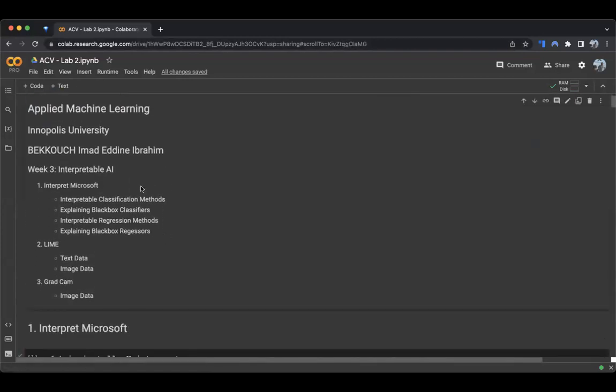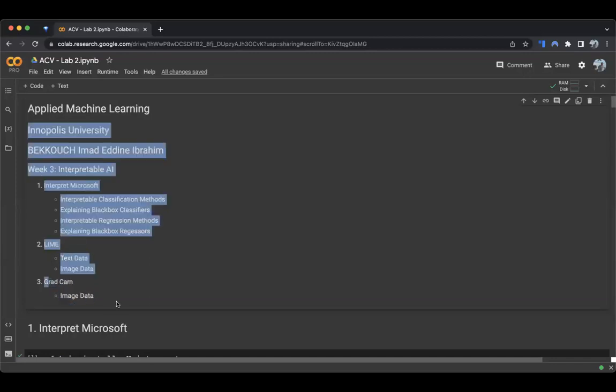For this week's labs, we're going to go through the following. The first one is we will introduce the library called Interpret by Microsoft. It's actually quite an amazing library, so it could be considered a replacement for sklearn for things about interpretability in general, or even building your model from scratch in a way that is extremely interpretable. And then, of course, we will talk about the two topics that we saw during the last lecture, which are LIME and Grad-CAM.